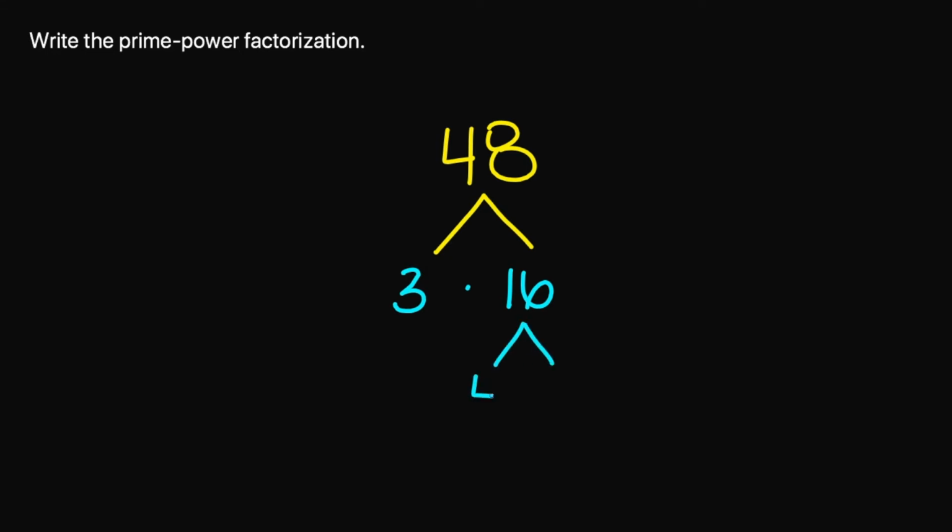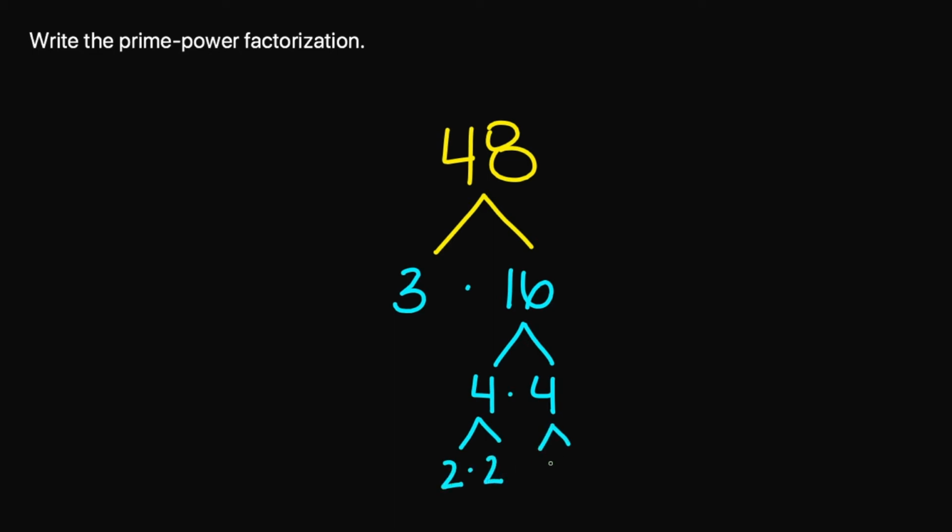Okay, so your next set of questions is to write the prime power factorization. Let's say for an example, if I gave you the number 48, and we need to write the prime power factorization of the number 48. First I'm going to break this down using my factor tree. If I break down my 48, I know that 3 times 16 will give me 48. I'm going to break down my 16 into 4 times 4, and then I can also break down my 4s into 2 times 2.